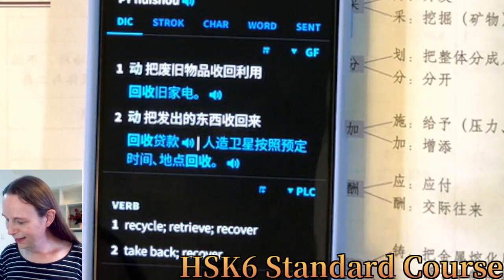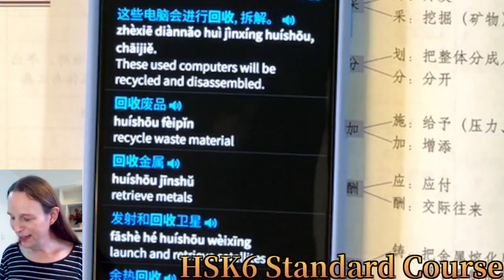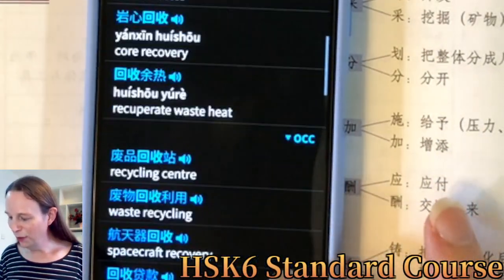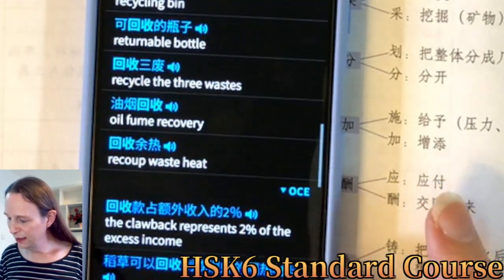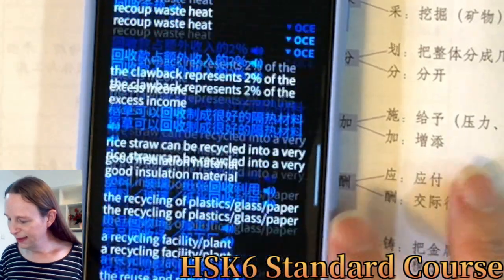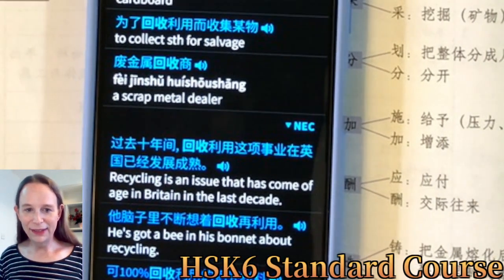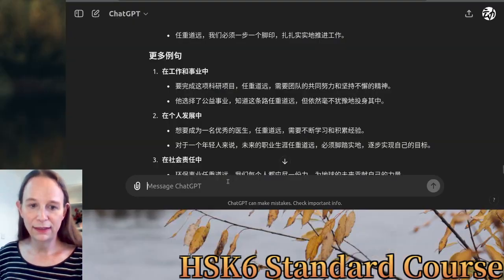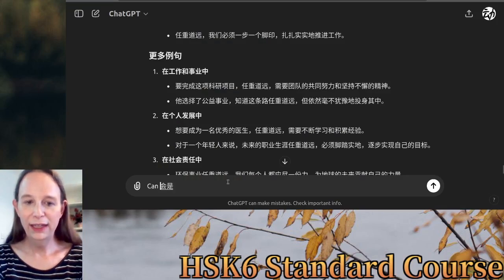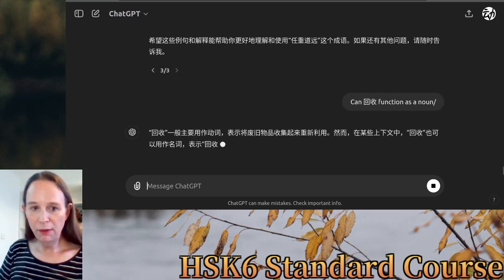Really? It must be a... this is sort of noun-y, right? Weishou feipian. Can you not say what a huishou? Laji huishou xiang. Ke huishou de pingzi. Is it not a noun? I always thought it was a noun as well as a verb. Let's ask ChatGPT. Can huishou function as a noun?